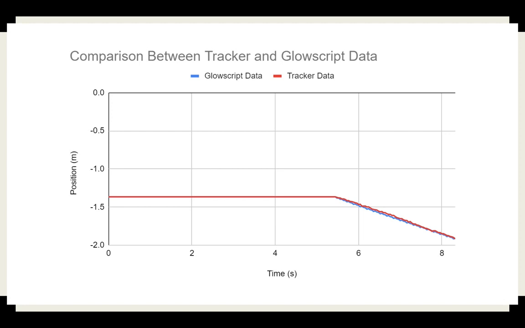When we look at the comparison between our data in Tracker and the data from GlowScript, we can see that our model was very similar to the actual experimental model. Based on this trend, they're very close together, and up until this point, and even here, they're not very far off. This indicates that the GlowScript model that we constructed was a very good fit for the Tracker analysis.